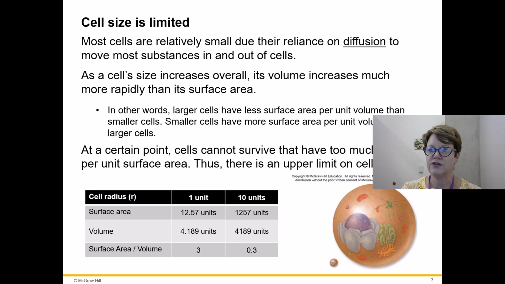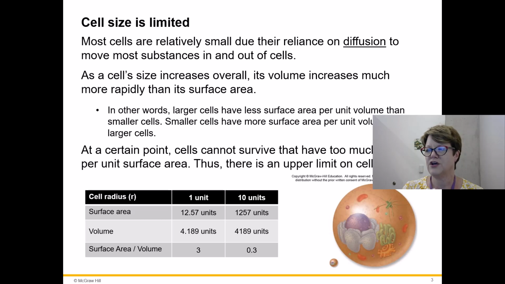Mathematically, if you think about it, volume is units cubed and surface area is units squared. And so as the volume gets bigger, the surface area does not get as large. So we say that larger cells have less surface area per unit volume compared to smaller cells. Smaller cells have more surface area per unit volume. And so that surface area to volume ratio has to be optimum. If cells get too big, it becomes less than optimum. So at a certain upper limit of size, cells cannot get bigger than that, or else they will have too much volume per unit surface area. So there's an upper limit on cell size based on that concept.